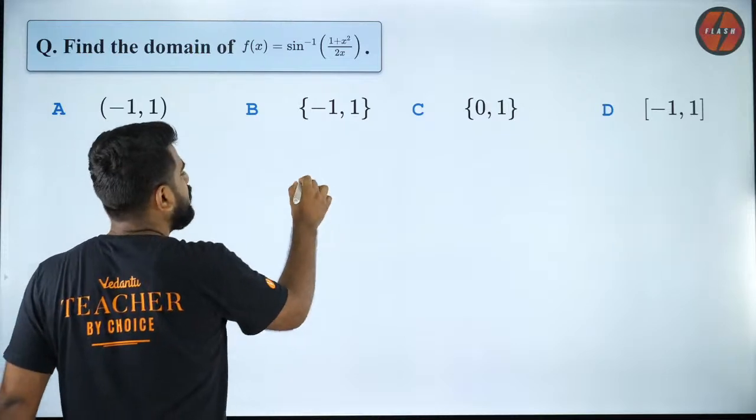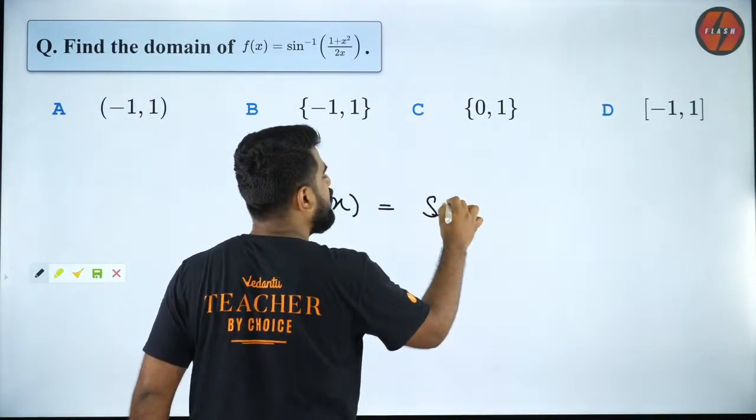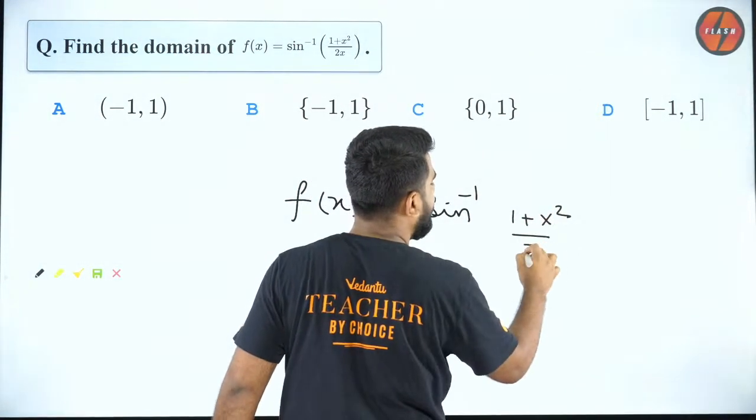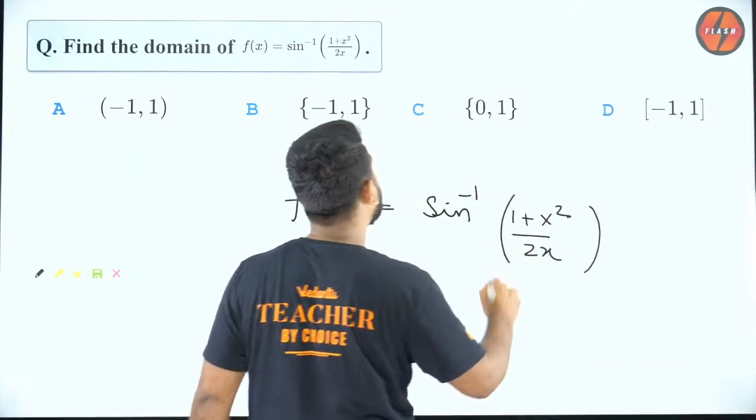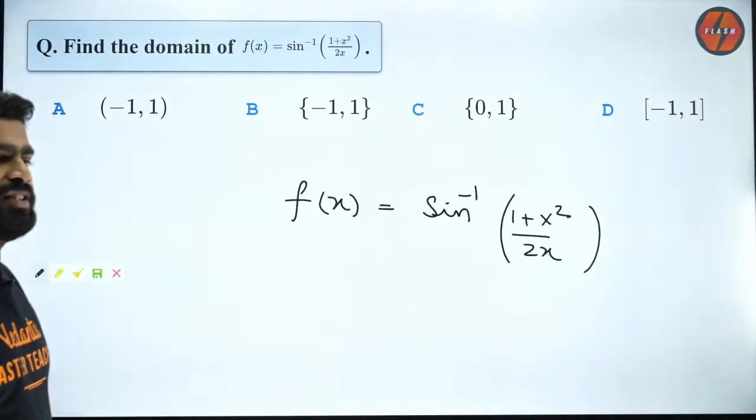So what is here? We have f of x equal to sine inverse of (1 plus x square) by 2x. So you need to find the domain of this.